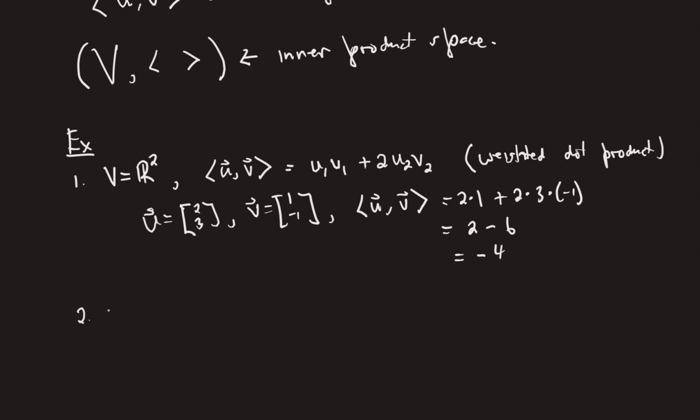Let's look at a second example. Let's say our vector space now would be 2 by 2 matrices, right? Let's say 2 by 2 matrices.